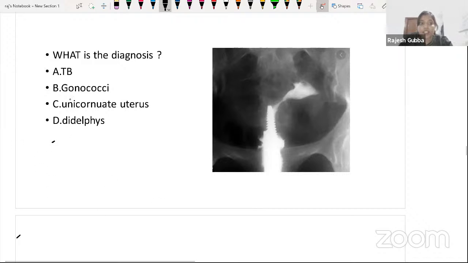So, this is not unicornuate uterus. I'll explain why. If you observe closely, do you see any spillage of dye? I don't see the spillage of dye. Both sides cornua is blocked. Actually, if it is unicornuate, I should see only one side horn. In FMGE 2020, you got a HSG image as an image-based question.